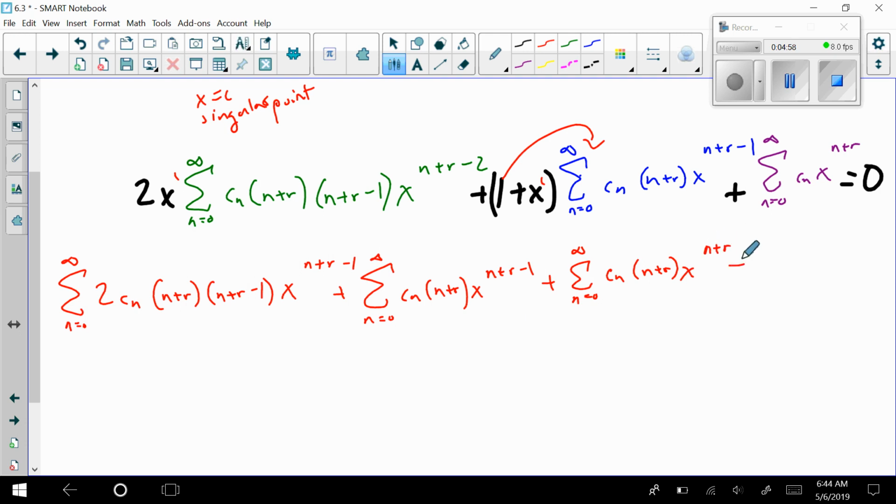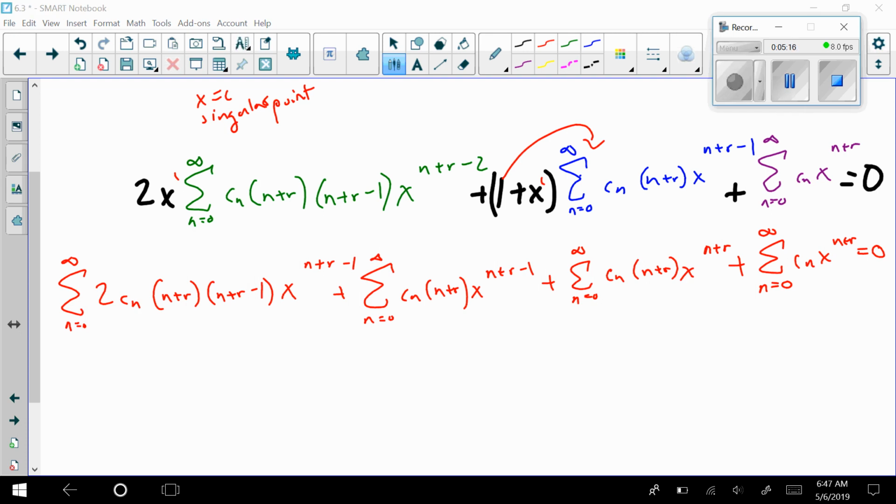And then finally here at the end, I haven't done really anything. I can't really do anything crazy to this one. So I have c sub n x to the n plus r, and that equals 0. Okay, so hopefully that part right there is not too terrible. All right.